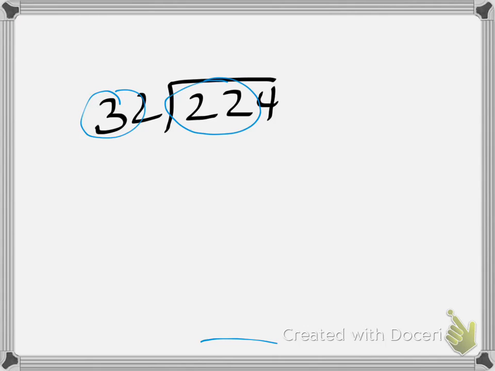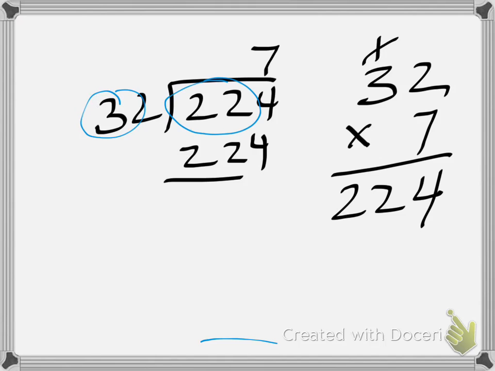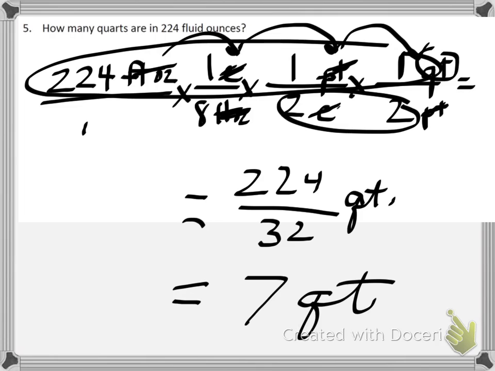we're going to think of 3 going into 22. And 3 will go into 22 7 times. So we're going to go ahead and try 7. So 32 times 7. That gives us 7 times 2 is 14, carry a 1. 3 times 7 is 21, plus the 1 is 22. It works out exactly. So 7 is going to be our answer. So that is the same as 7 quarts. So 224 fluid ounces equals 7 quarts.